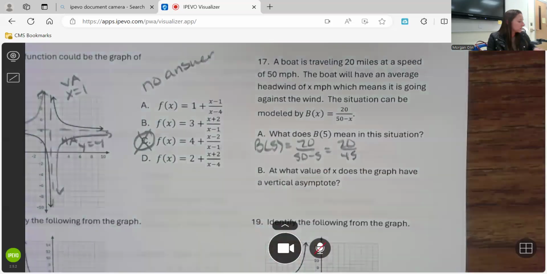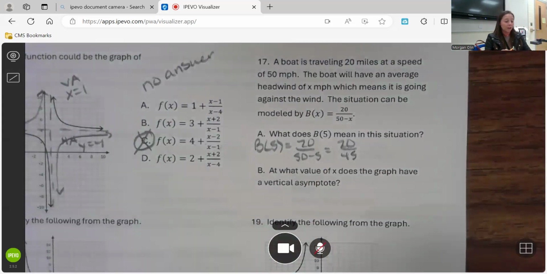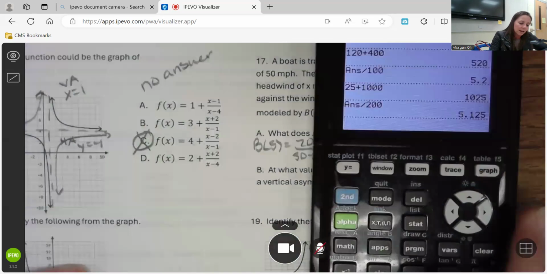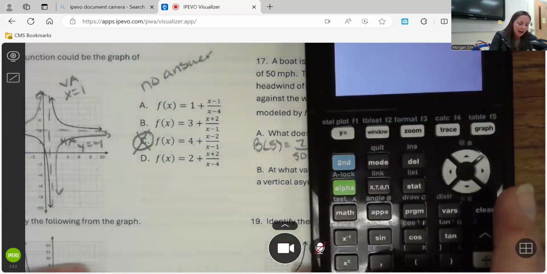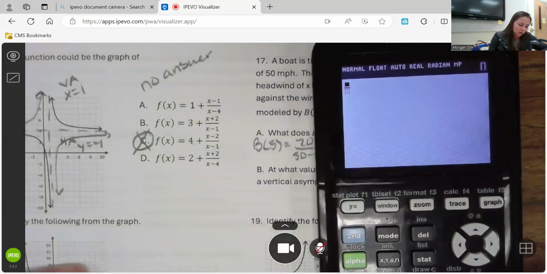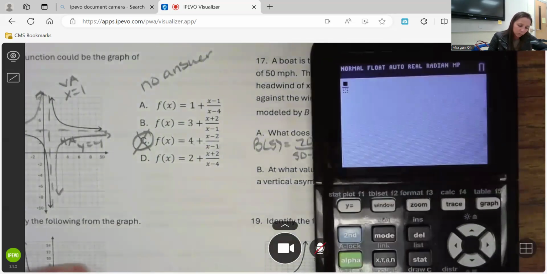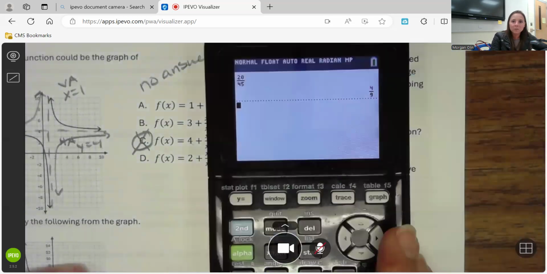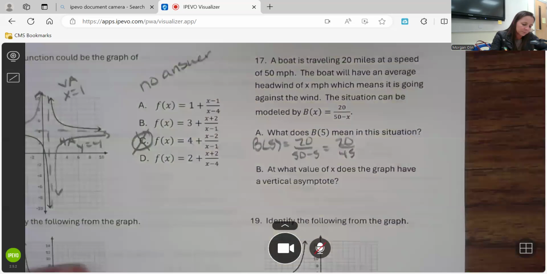If I were to reduce this, if you ever want a calculator to reduce a fraction for you, if you don't know how to do it, if you do this alpha X like that, you're going to have this pop up and we're going to put 20 divided by 45 and press enter. It'll actually come up with the fraction for you, 4/9.